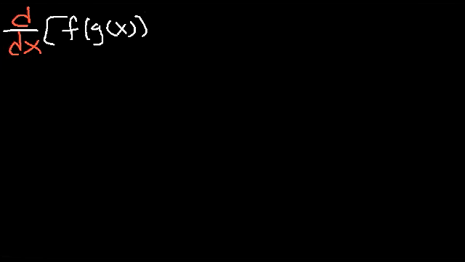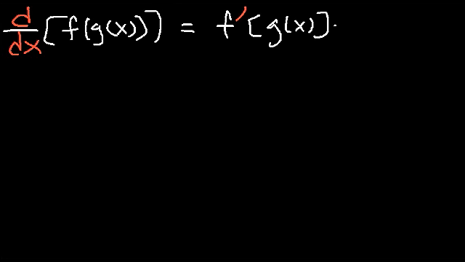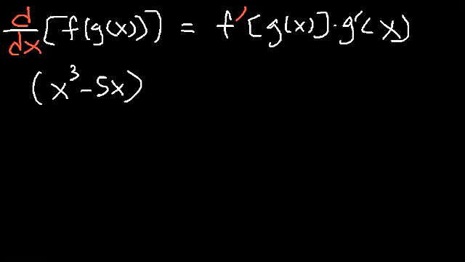So now let's apply this information to a practice problem. So remember, the derivative of the composite function f of g of x is equal to the derivative of the outside part, keep the inside the same, and then multiply it by the derivative of the inside. So let's say we want to find the derivative of x cubed minus 5x raised to the 4th power.